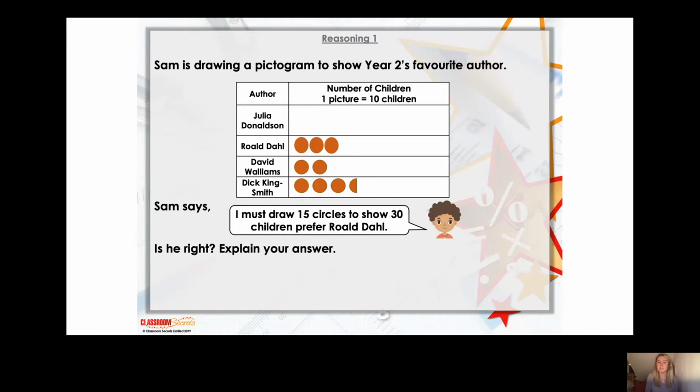So, oh, Sam wasn't right, was he? Because he said that we need to draw 15 circles to show 30 children, but we've drawn 3 circles to show 30 children because each circle represents 10 children. So we've got 10, 20, 30 children, and we've only done 3 jumps of 10. So therefore, he would only need 3 circles to represent 30 children because each circle represents 10 children.